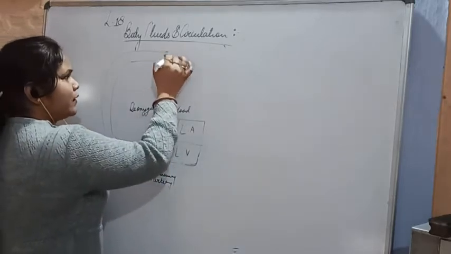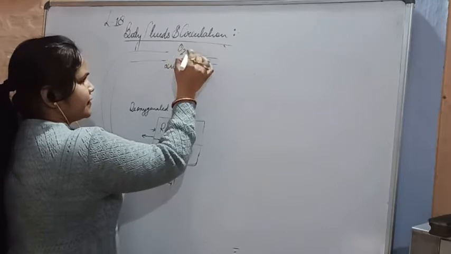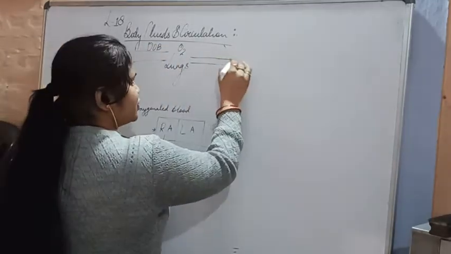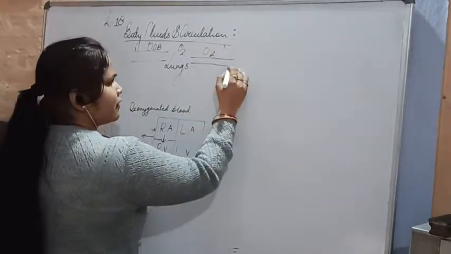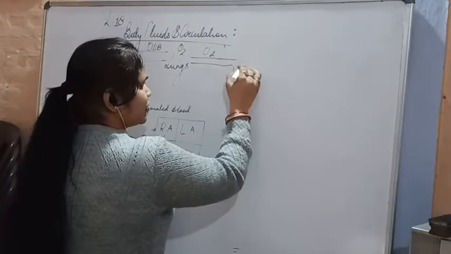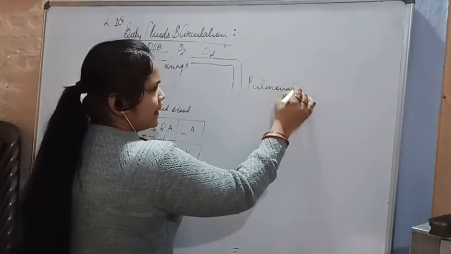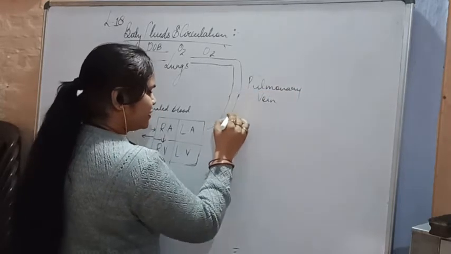Okay, so now what is the thing which is going to be done? The lungs is going to oxygenate it. So now the deoxygenated blood is going to convert into the oxygenated blood. Now here the work of what arises? Here the work of pulmonary vein is required. So pulmonary vein is going to add the blood to the left auricle.